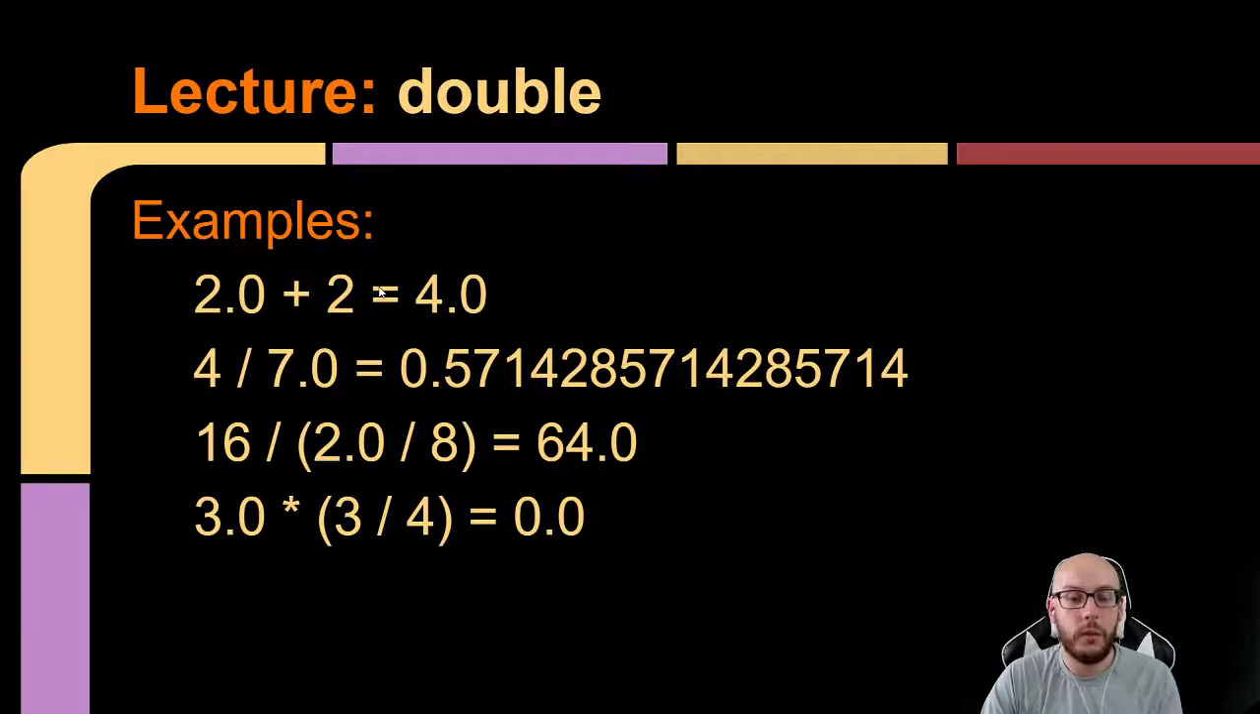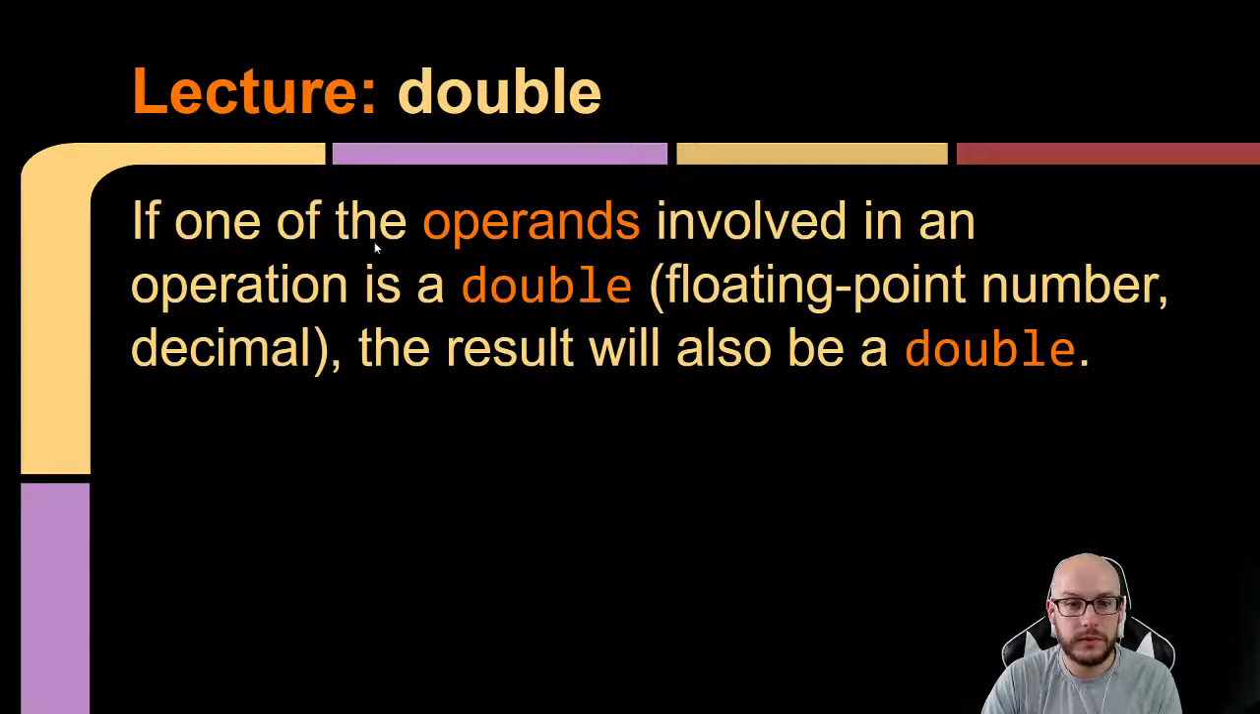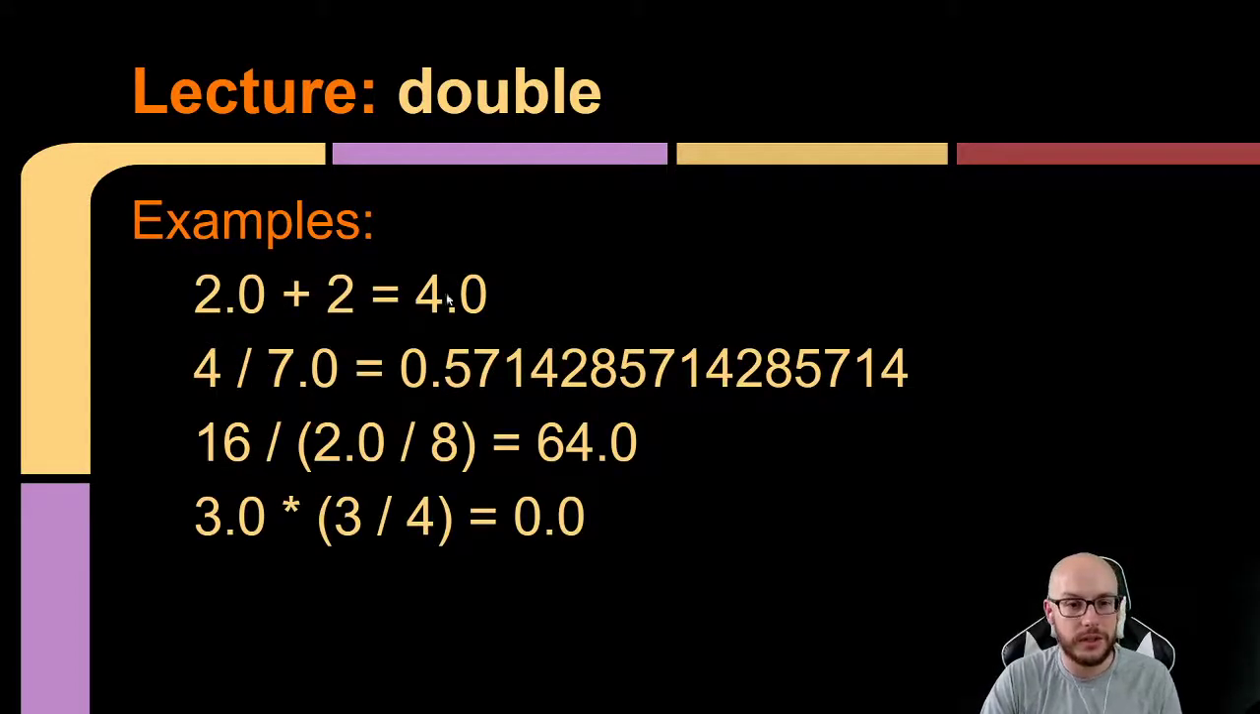As long as one of the operands involved in the operation is a double, that is, it has a fractional part, the result will also be a double. We see that here. If I take this 4 divided by 7.0, well, this 7.0 is a double. This 4 is an integer. One of the operands is a double. The result will be a double. So this prevents the truncation from happening. Same thing here, and then same thing down here. This one's a little interesting. I'll take a look at this last one.